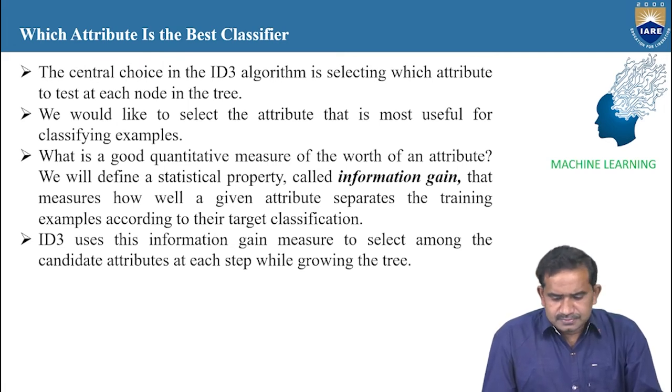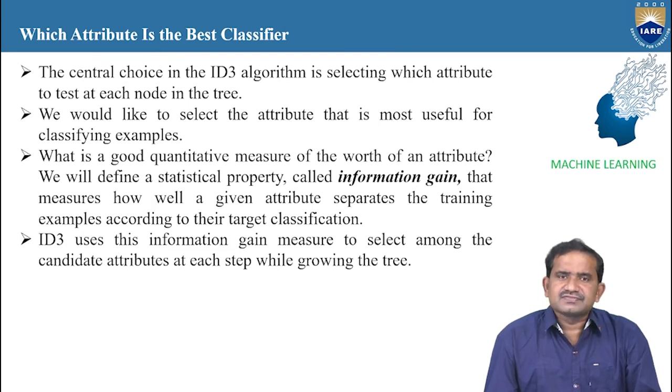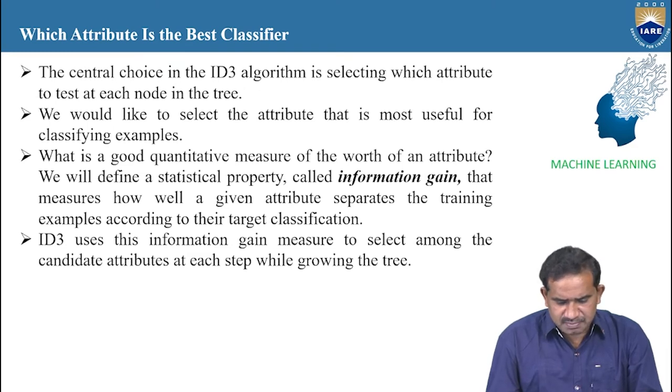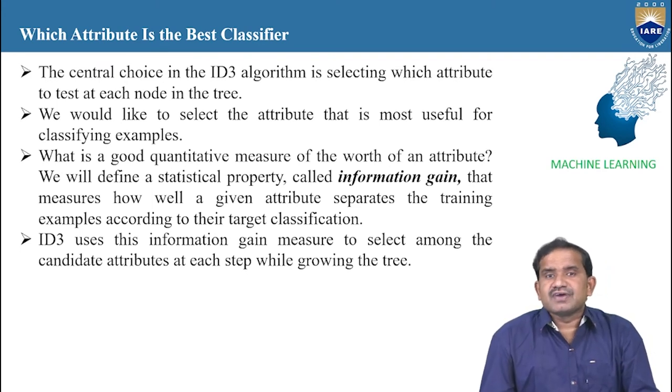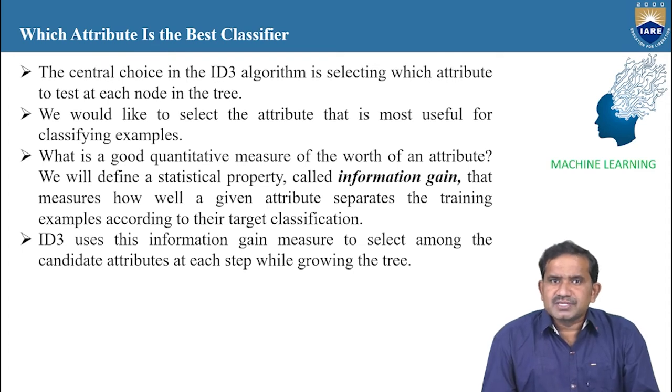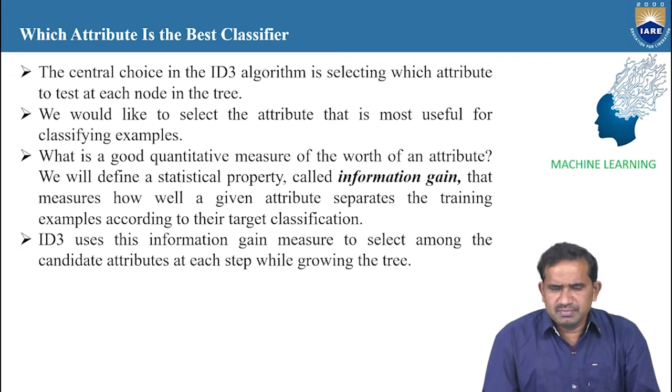We will define the statistical property called information gain that measures how well a given attribute separates the training examples according to the target classification. ID3 uses this information gain measure to select among the candidate attributes at each step while growing the tree. Whenever we select the best attribute value based on the information gain analysis, from there it is easy to construct the root node and the tree nodes.